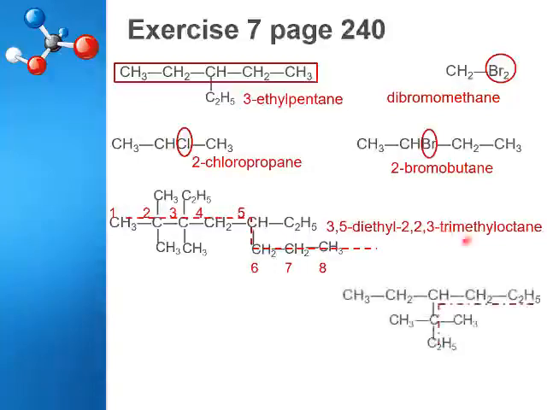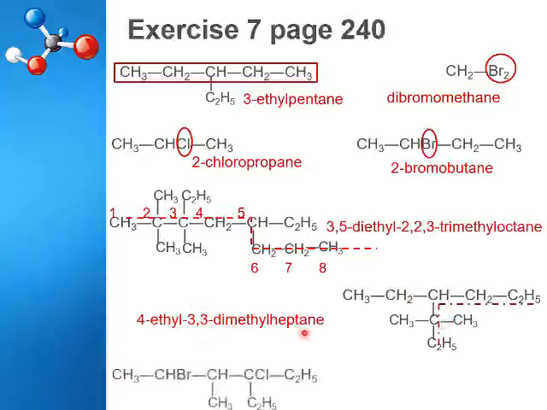For this one, the longest chain has 1, 2, 3, 4, 5, 6, 7 carbon atoms. We have 3 branches, 2 methyl and 1 ethyl. We start from this extremity, since this ramification takes the smallest number. We have 3-methyl and 4-ethyl. We start with ethyl: 4-ethyl-3-dimethylheptane.